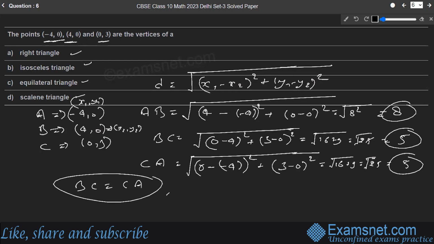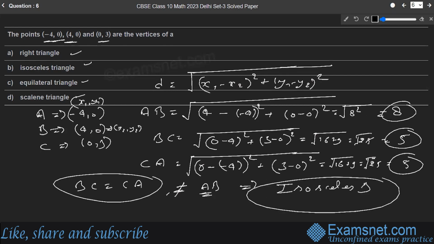And they are not equal to AB. So we can easily conclude that this is an isosceles triangle, because two sides are coming equal. So that is the right answer. The triangle is an isosceles triangle. Option number B is the right answer.